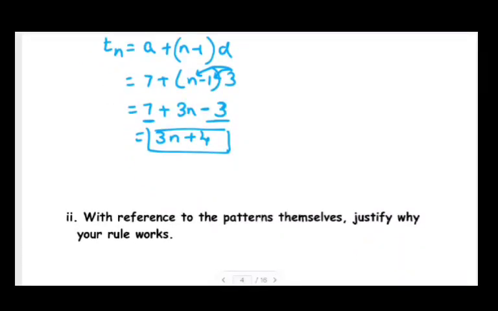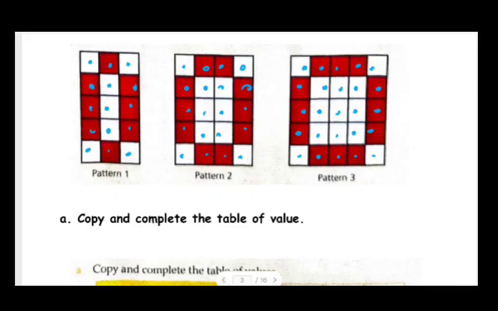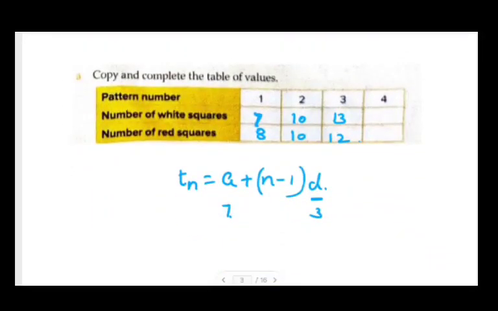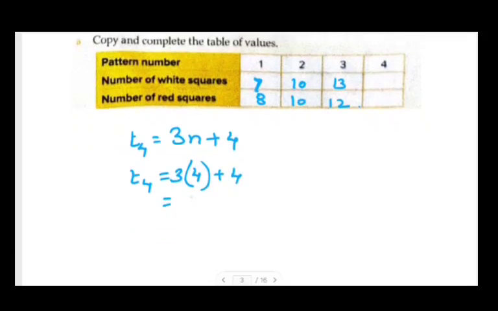With reference to the pattern themselves, justify why the rule works. I will work out my fourth position, which will help me justify. What was the rule that we got? We got 3n plus 4, correct? My rule is 3n plus 4. So my fourth position, T4, is equal to 3 fourth position: 3 fours are 12, plus 4 is equal to 16.